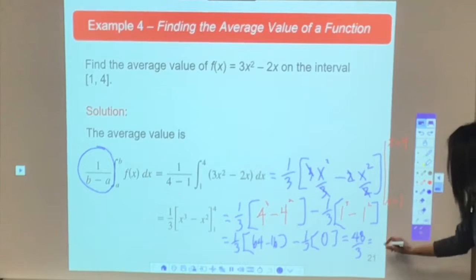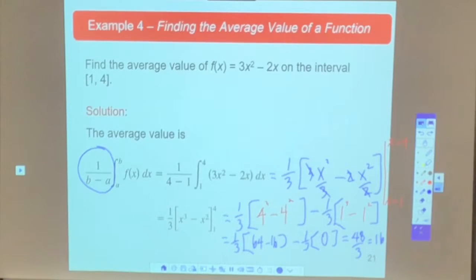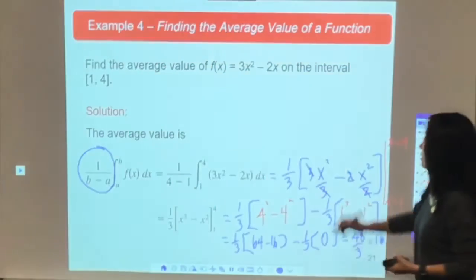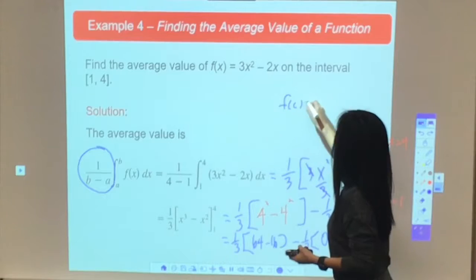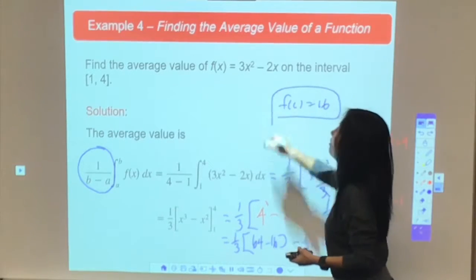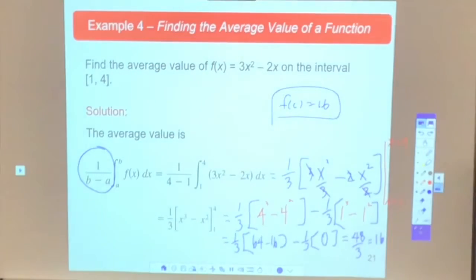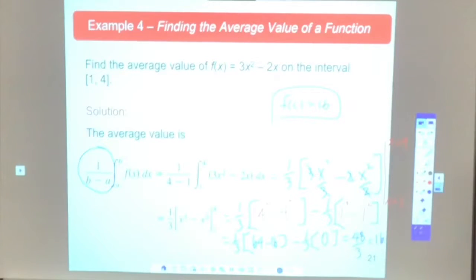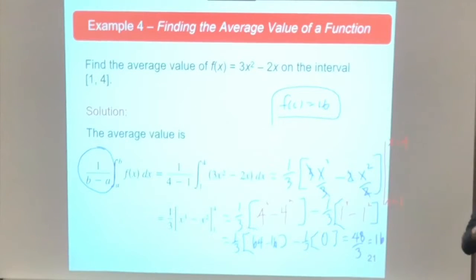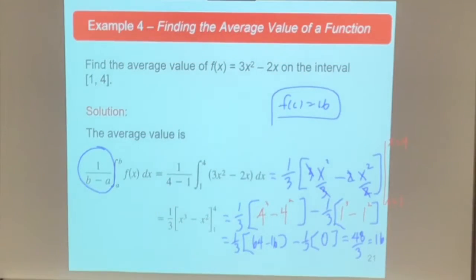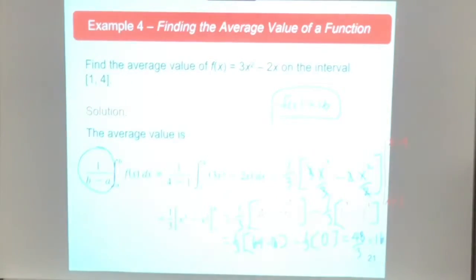That's equal to what then? 16? So the answer is 16, you just found it. That f of c is what? 16, we just got the average value. Is everybody with me? So we just found that average height that we need to know to make this square shape. Okay. So far so good. Is everybody with me?